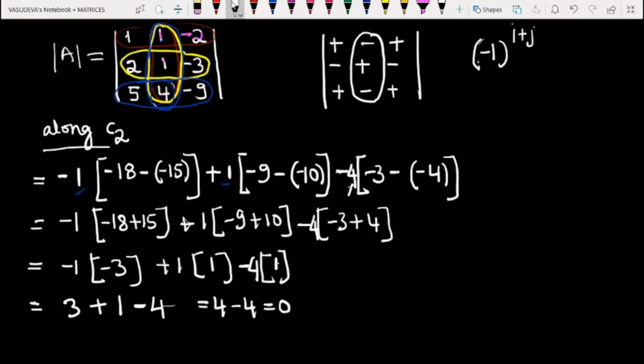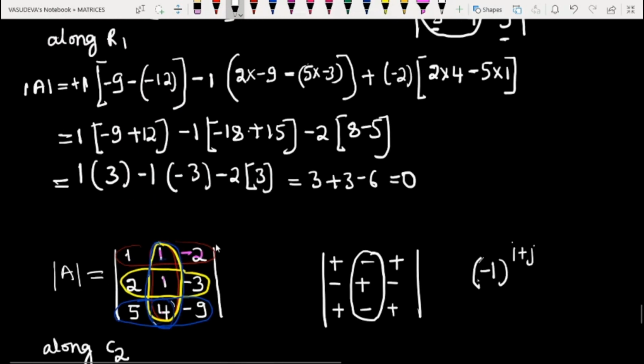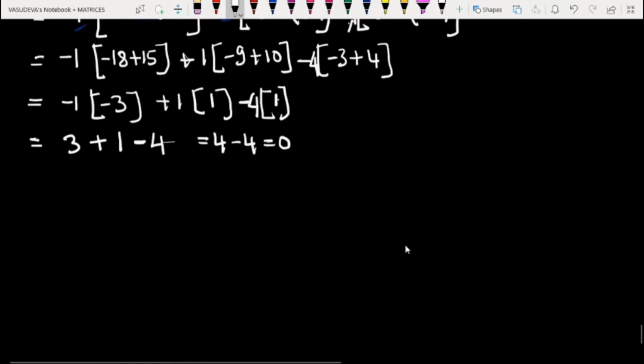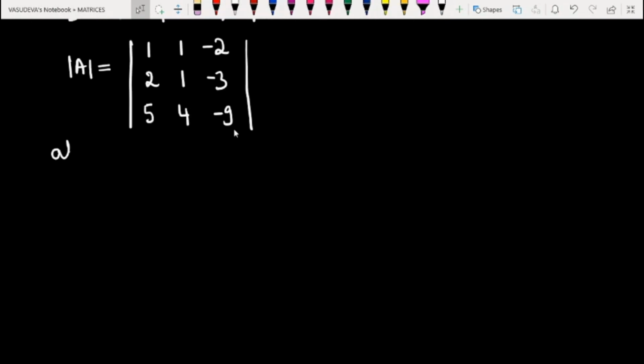So you can observe that when you expand along the column 2, we are getting the determinant of A as 0. Here also, when you expand along row 1, the determinant of A is also 0. Expanding along R3. We have expanded along R1, we are getting the determinant of A is 0. We have expanded along column 2, we are getting the determinant of A is 0. Now I am going to expand along the row 3. So row 3: 5, 4, minus 9.